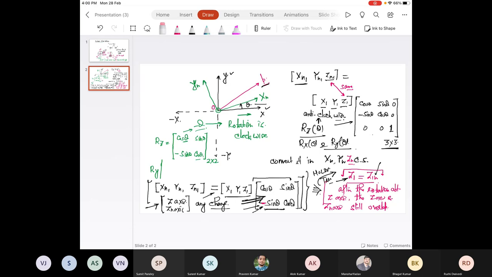Have you noted down this? Because I'm going to erase this. If you want to note it, I'm giving you 5 minutes time. And let me know when you have completed.